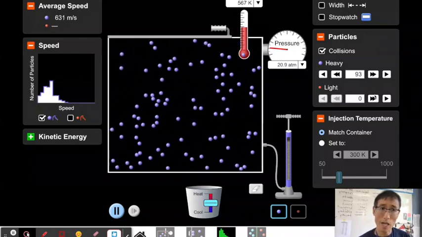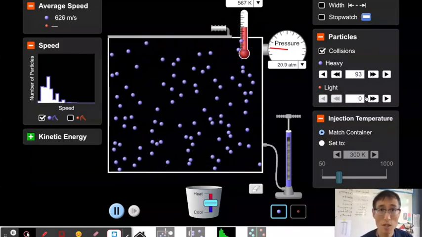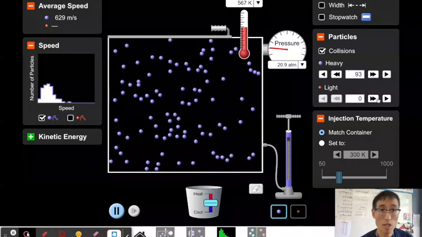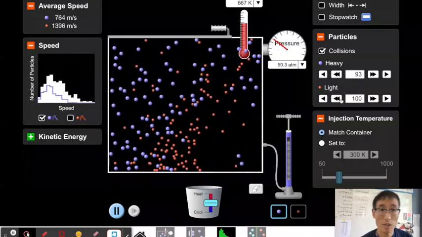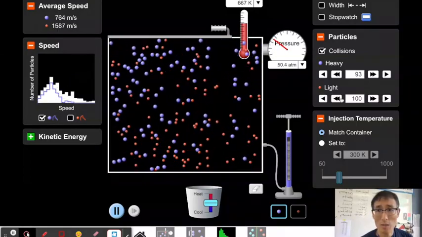Okay, I'm going to add some light particles now. So we'll see what happens when I have light particles at the same temperature. So remember, I'm going to go ahead and add, oh, that's too many. So let's say 100 light particles.